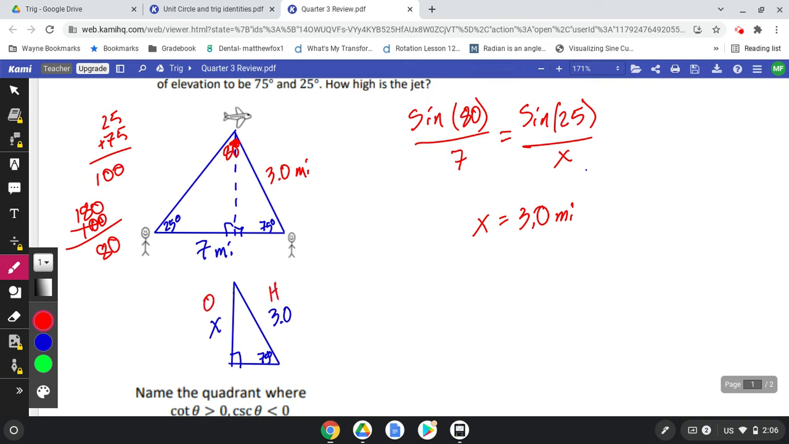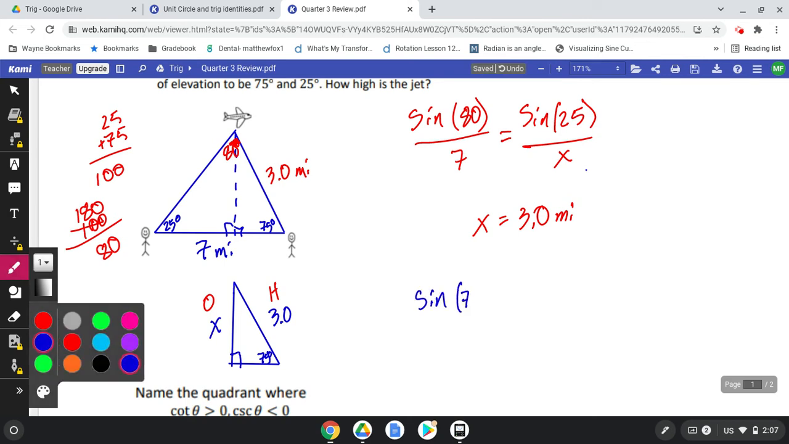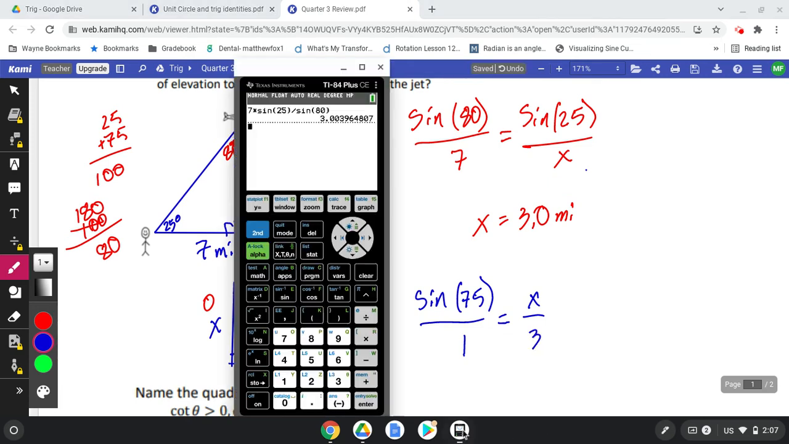So this would be our opposite side, and this would be our hypotenuse, which O and H in SOHCAHTOA is sine. So we'll do sine of 75 divided by 1 equals opposite, which is x, over hypotenuse, which is 3. At this point, we just cross multiply. So we will do 3 times that sine of 75.